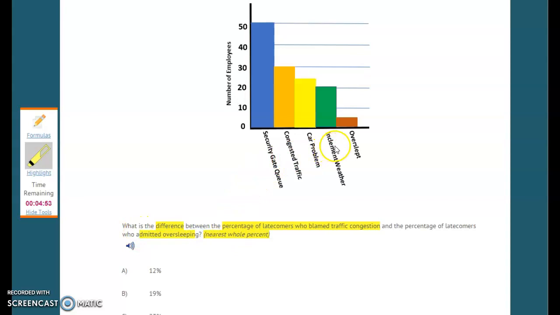So here's your oversleep right here. And then you're also looking at traffic congestion, which is right here, congested traffic. So you're going to compare these two, the overslept and the congested traffic, to see what the difference is in percentage. Remember your whole percent, you will not have a decimal, so you're going to round up. 0.5 is where you round up or round down. Keep that in mind.